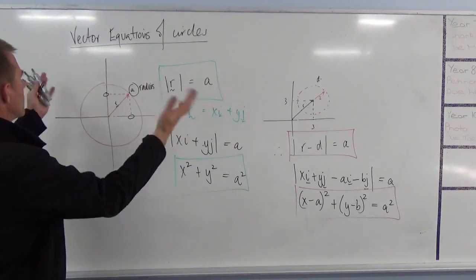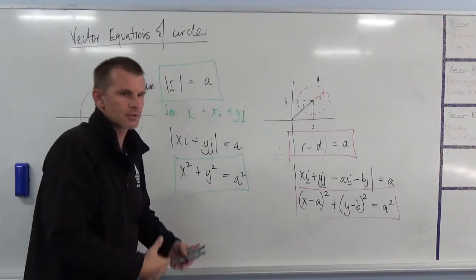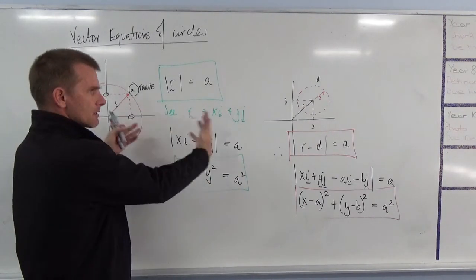Hallelujah. There you go. Hopefully this one makes sense. Vector equation of circles. There's not a lot in it once you see where it's actually coming from.